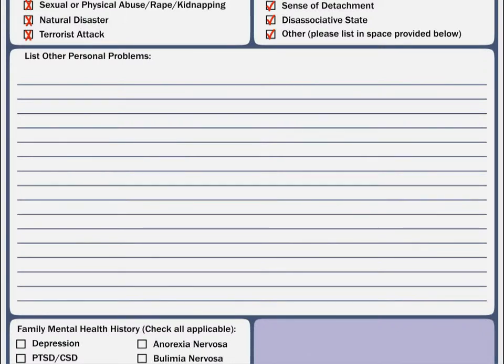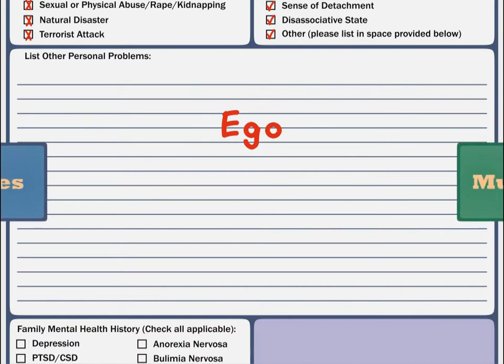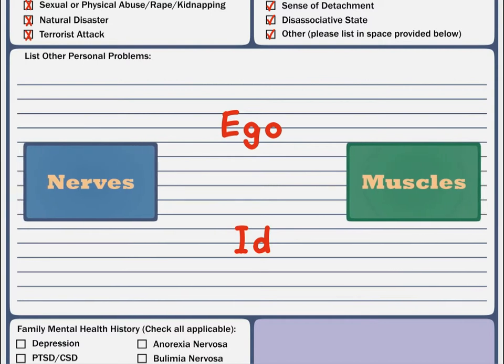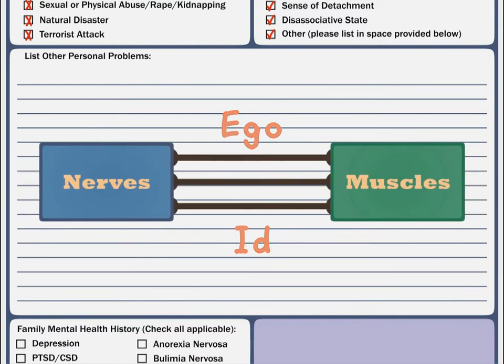Alright, I'll give it a shot. Forget the ego and the id. I'll start with the fundamentals. The body has nerves to sense its environment and uses muscles to respond to that environment.